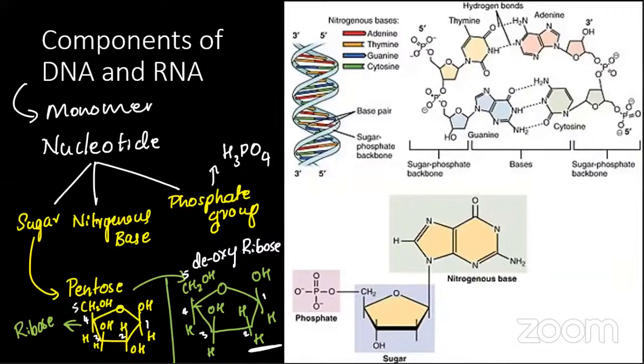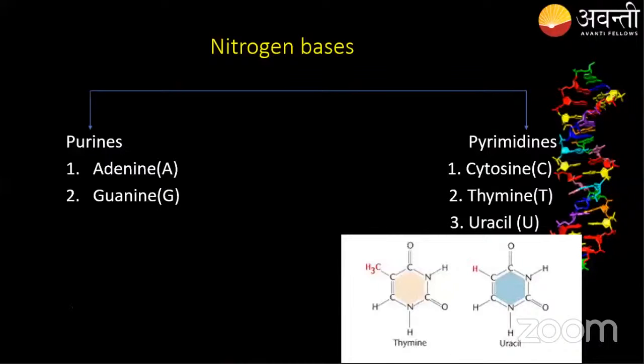So what are these nitrogenous bases? These nitrogenous bases are actually nitrogen containing groups. They are again divided into two different types based on their structures. One is the purines and the other is the pyrimidines. The purines are the structures having two rings.